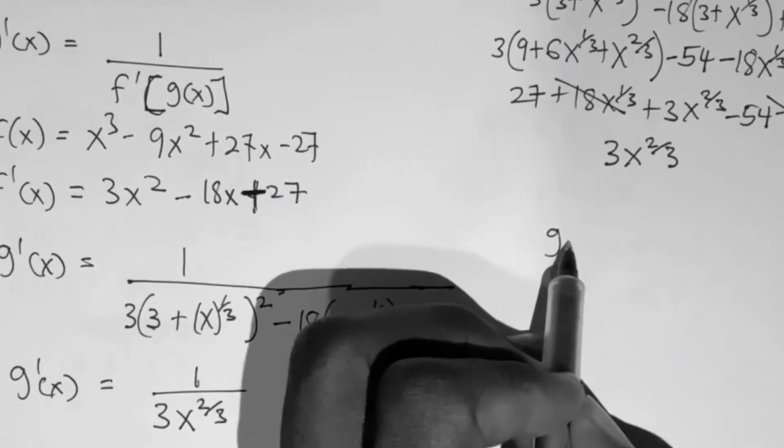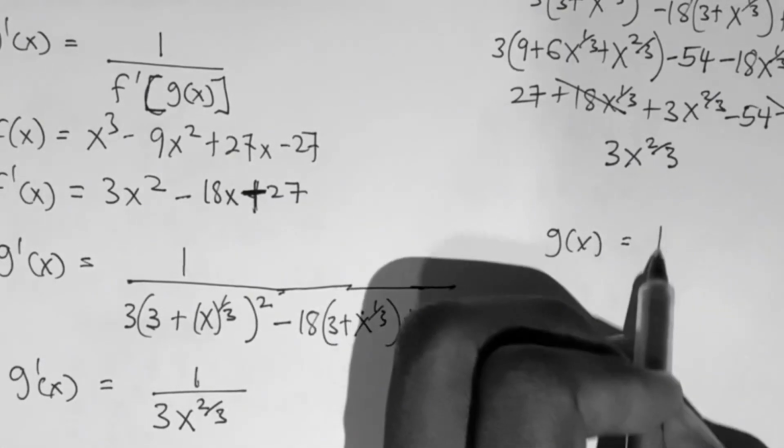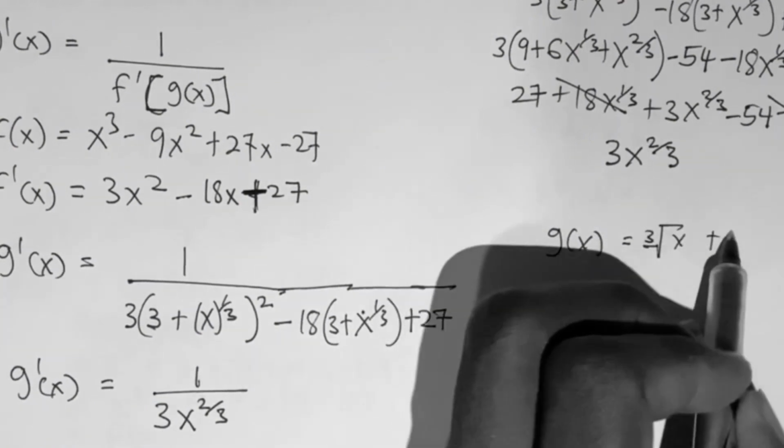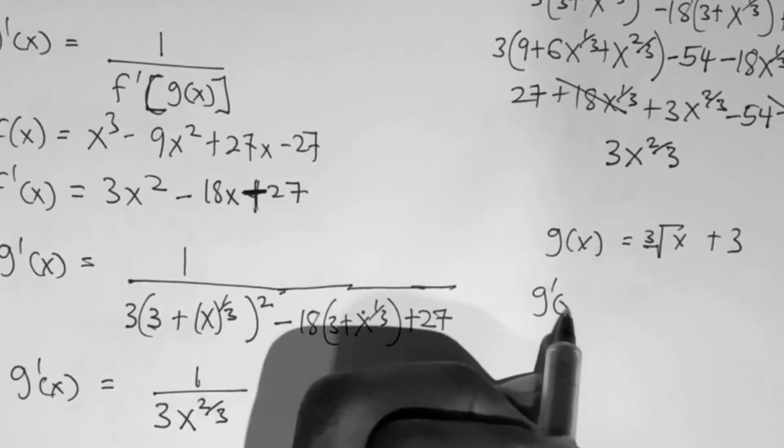Remember that we said g of x is equal to the cube root of x plus 3. So let's find g prime of x.